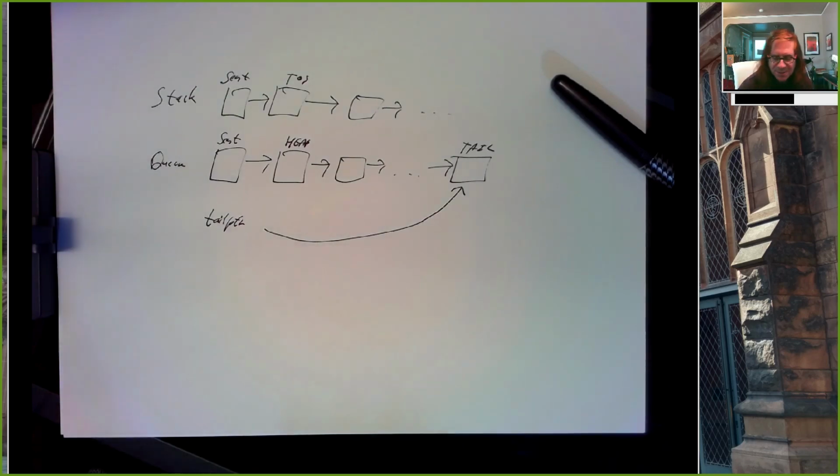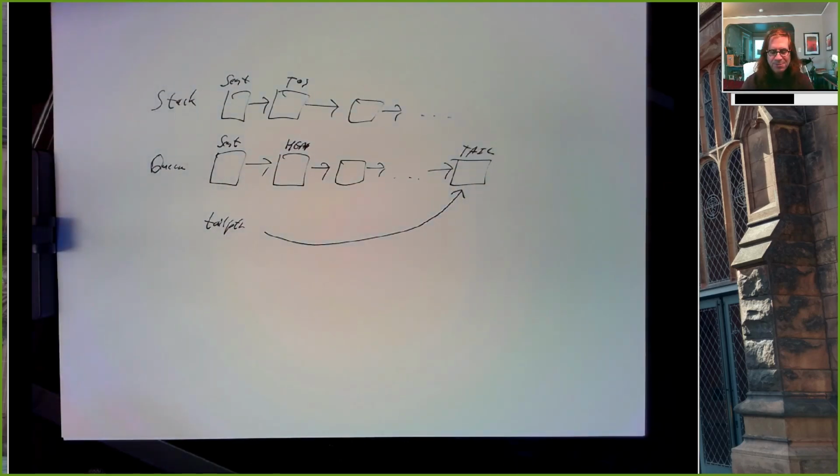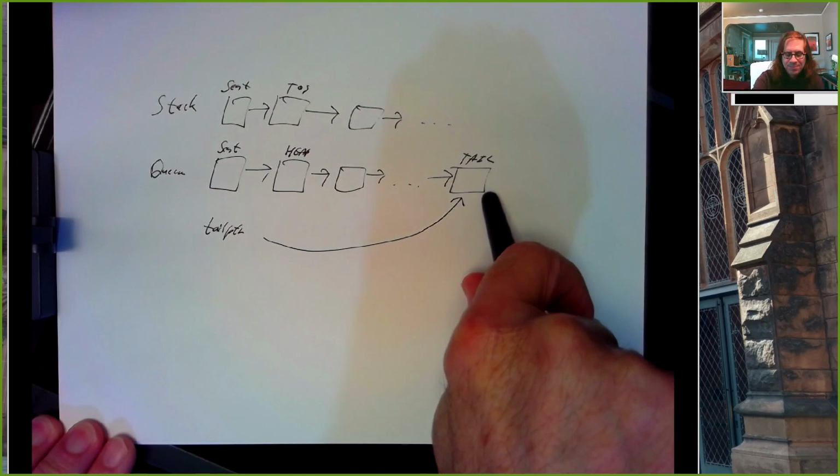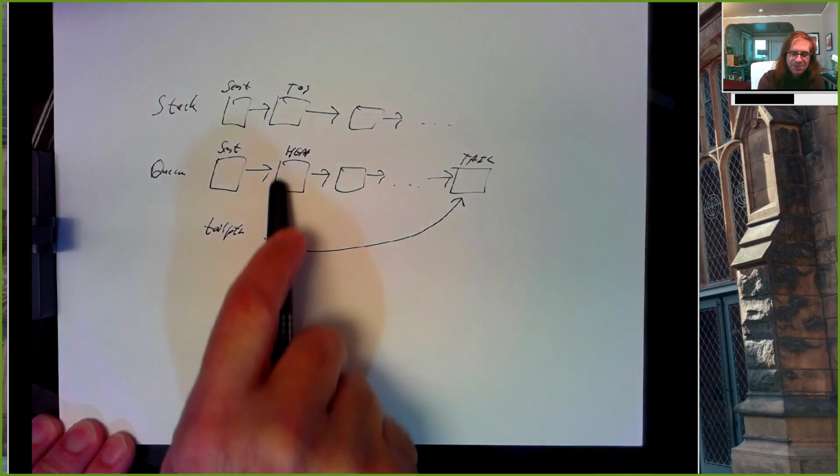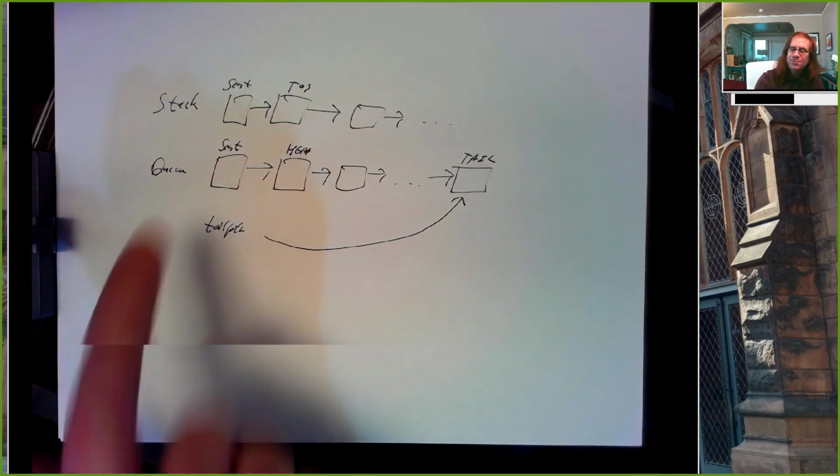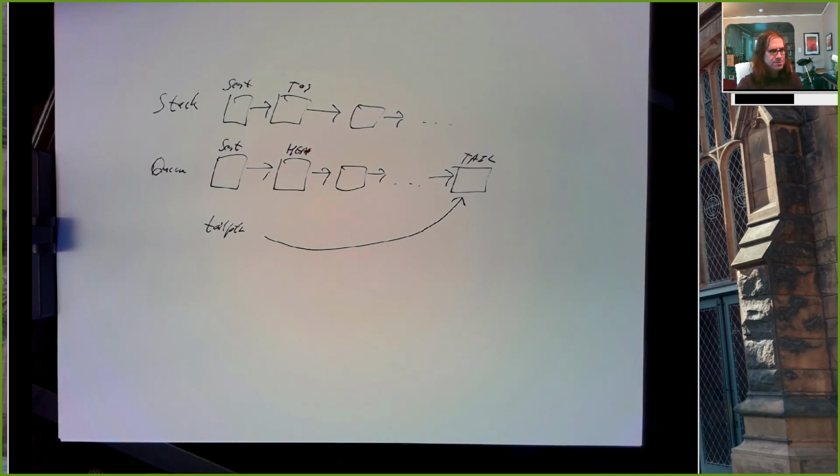Yeah, we're good. All right, so for the queue, when you want to insert, add after the tail pointer. When you want to remove, take the thing the sentinel points to.